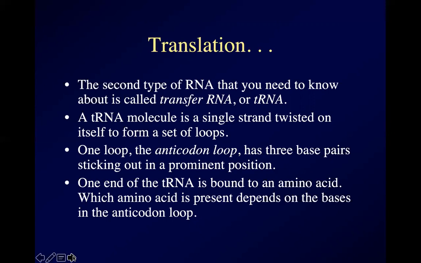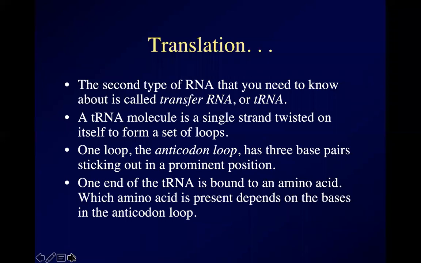And a tRNA molecule is a single strand, but it forms several loops, kind of like a hairpin does. The single strand will actually pair bond with itself. And so it forms a set of very narrow loops. One of those loops is called the anticodon loop. And the anticodon loop happens to have 3 bases sticking out in a prominent position, kind of like buck teeth.